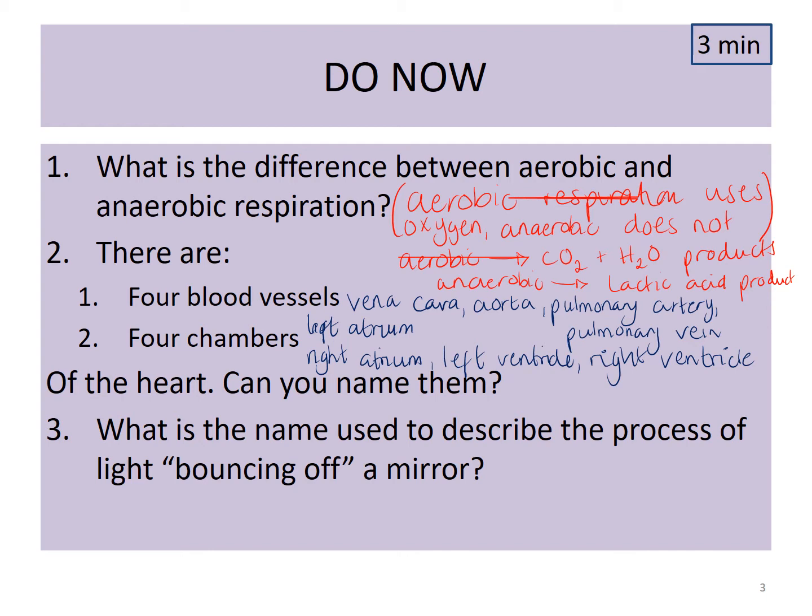And then finally, question number 3, which is completely unrelated to the topic. What is the name used to describe the process of light bouncing off a mirror? The answer to this one was reflection. In science, the scientific term for bouncing off is reflection. So it reflects. You could have said reflection, or you could have said reflecting. Well done if you got those ones.